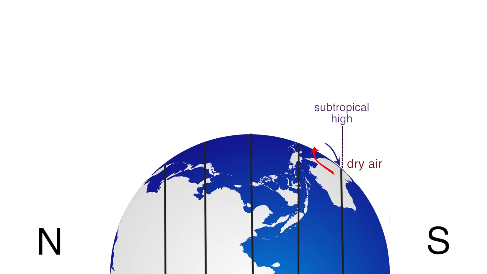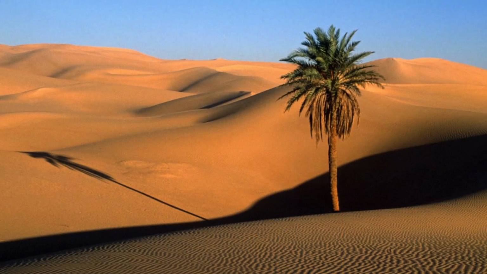Well, what does warm, dry air want to do? It wants to absorb the moisture from its environment. So not surprisingly, at 30 degrees north and 30 degrees south latitude, where we see this high pressure zone, we find extremely dry climates or deserts.